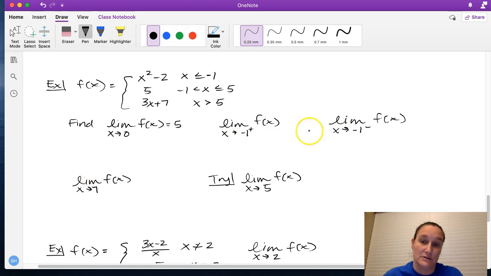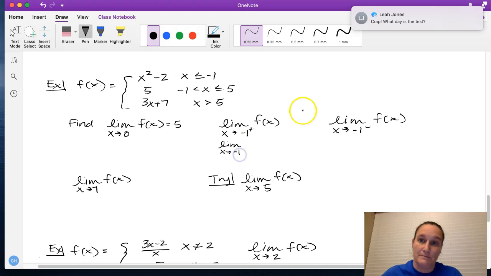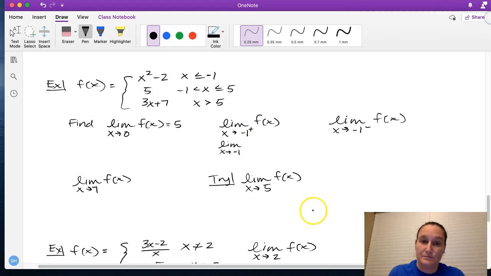Okay, you have to look at the two sides. So limit as x goes to negative 1, I don't know why I always write the plus first. You look at your inequalities. Which one is x greater than 1? Because the plus means bigger than 1. The middle one. So this is going to be taking the limit as x goes to negative 1 with a little plus of 5. All right, and that equals 5.